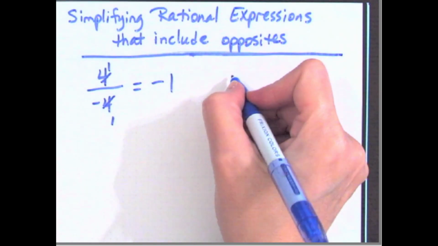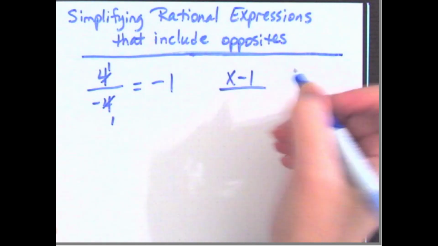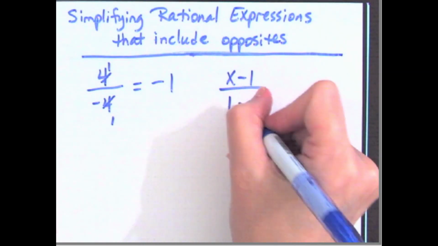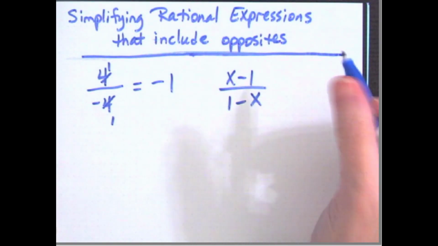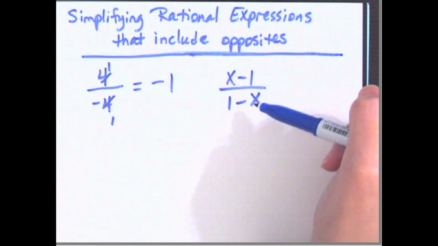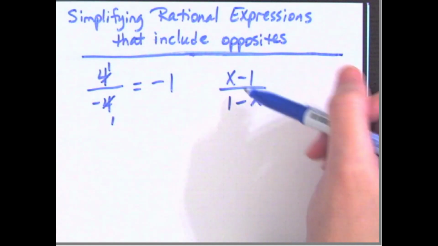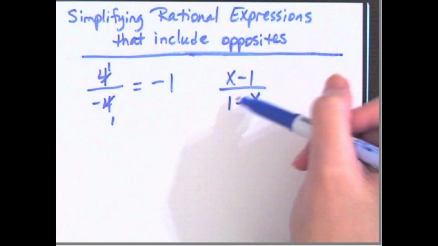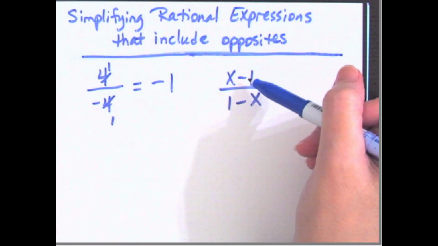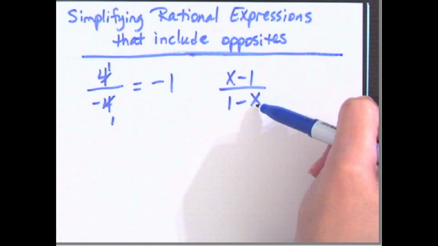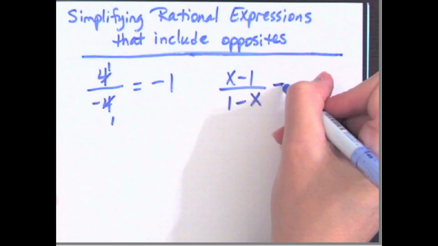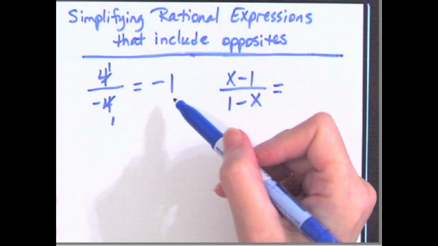So let's try that with binomials. Let's say we have x minus 1 over 1 minus x. Well, I notice that this is positive, but that's negative. So I have a positive x and a negative x, and I have a positive 1 and a negative 1. So both parts are opposites. So let's see what happens. Let's see if it's going to be negative 1 or not.